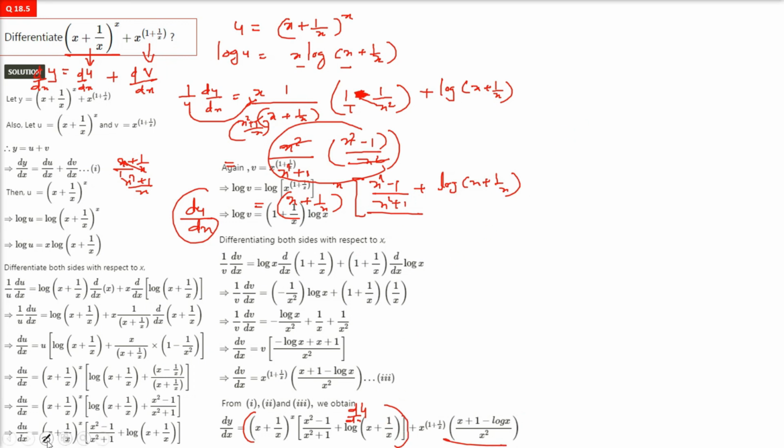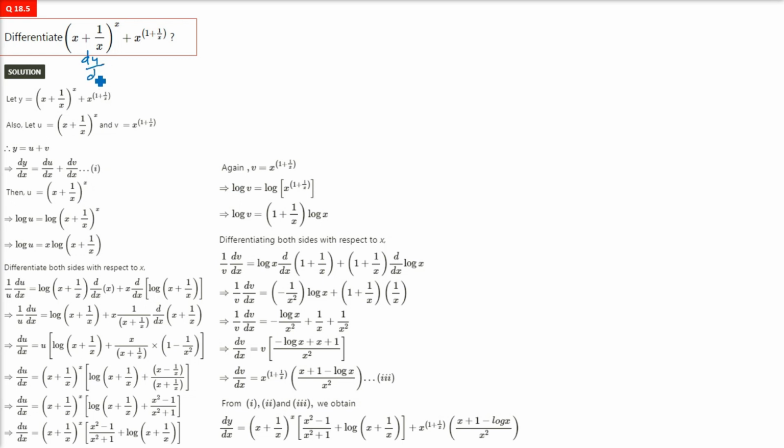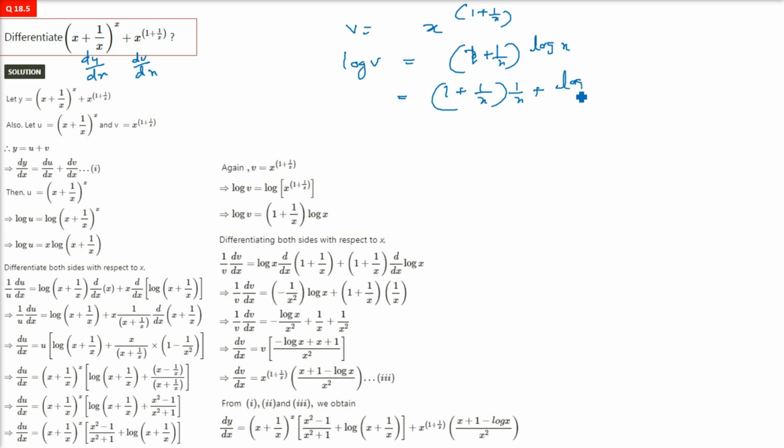We have lack of space, so I am clearing it. Now du by dx we have already found out. Now we go to dv by dx. V is equal to x to the power (1 plus 1/x). So log v will be equal to (1 plus 1/x) in front and then log x. Now let us differentiate this. So 1 plus 1 by x times the derivative of log x, which is 1 by x. Then the derivative of 1 plus 1 by x is negative 1 by x square, times log x.